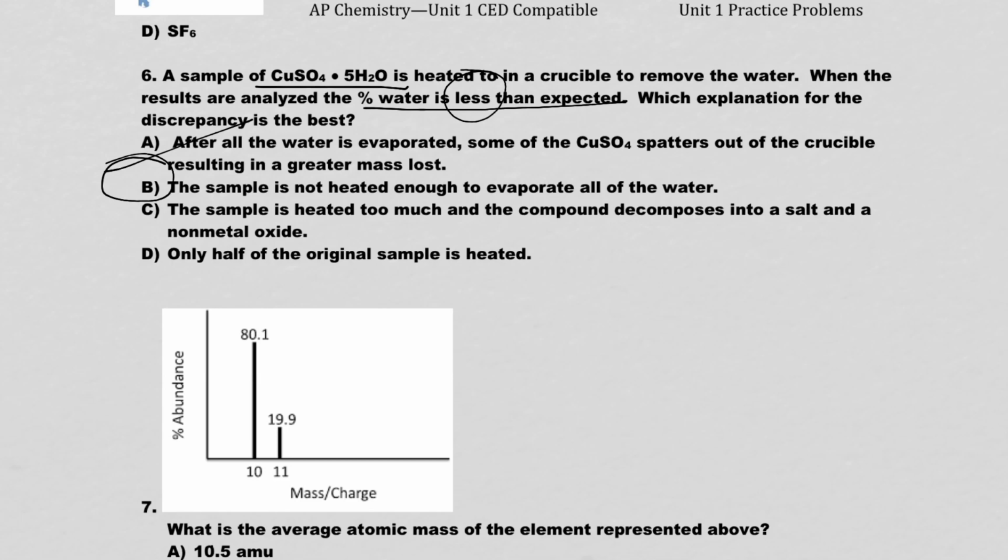C, the sample is heated too much and the compound decomposes into a salt and a non-metal oxide. Well, that sounds interesting, but this would be a gas, and that means that if some of the product is not just water, it's leaving the container as a gas, then we're going to lose a whole bunch of mass. So that's kind of like A, again, too much mass lost. And then D, only half of the original sample is heated. Well, if we know the mass of half of the original sample and we know the mass after it's heated and achieve constant mass, the percent of water is going to be the same. So that's not the best answer. So definitely want to go with B.